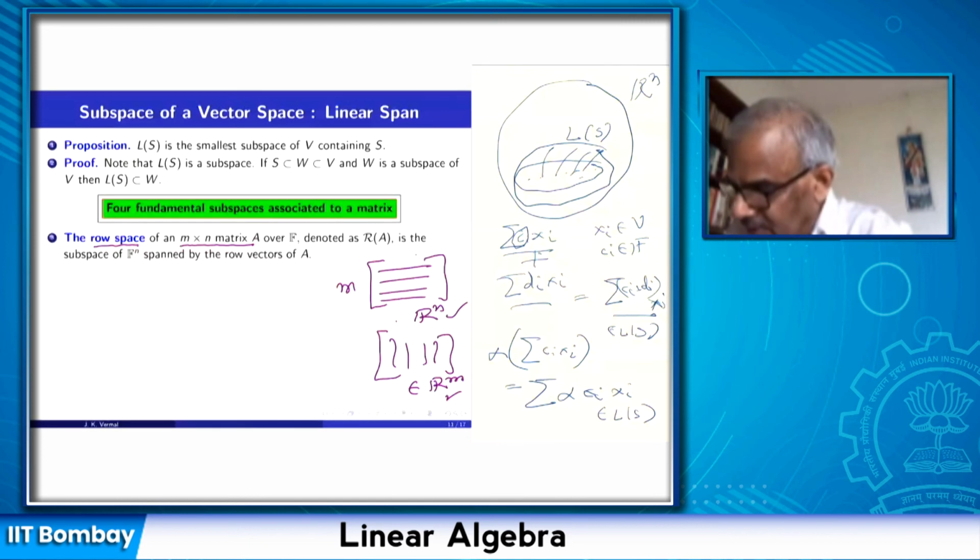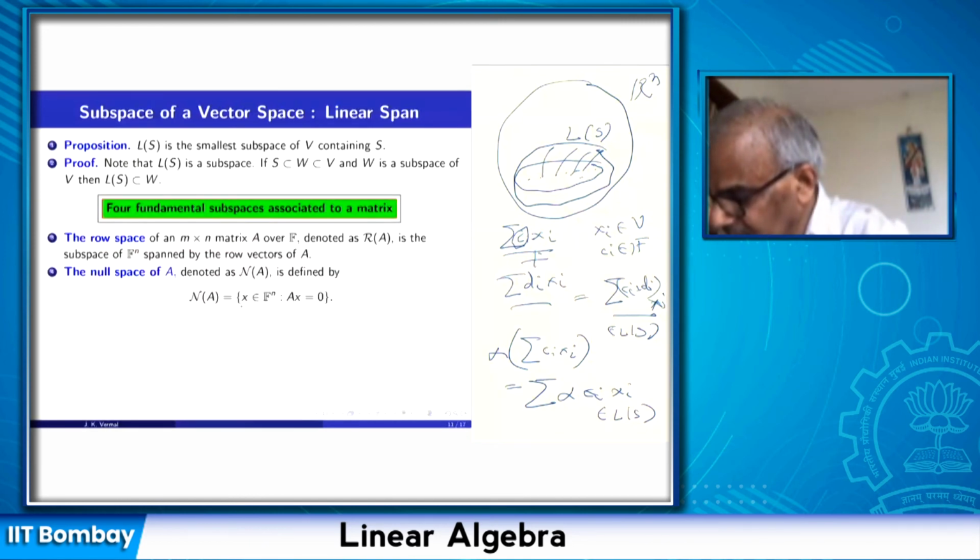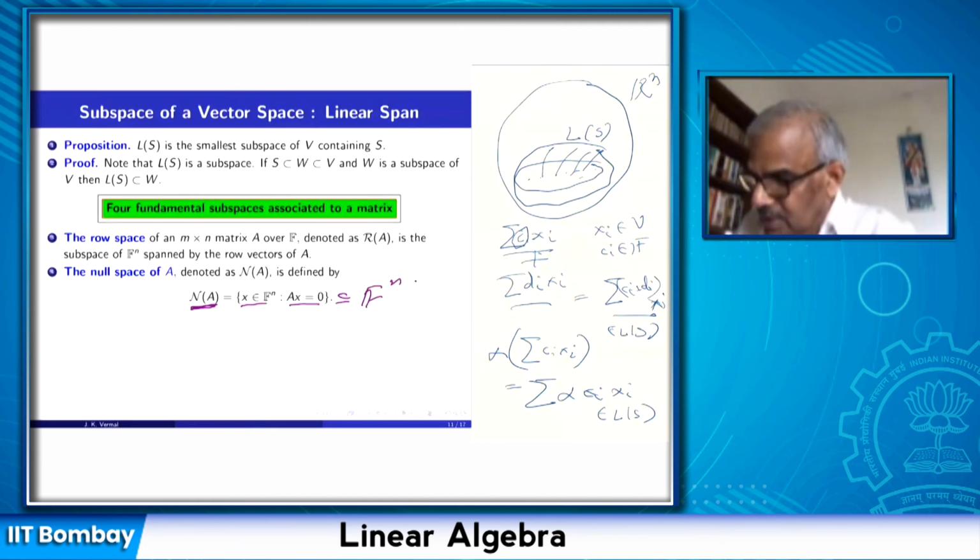Null space is defined to be the set of all vectors in Fn so that Ax is 0. So these are solutions of a homogeneous system of linear equations. It is clear that this is a subspace, because if I add two solutions of Ax equal to 0, I get another solution. If I multiply a solution by a scalar, I get another solution, and 0 is a scalar. So N(A) is a subspace of Fn, where F is my field of scalars. So the null space is contained in Fn, and the row space is also contained in Fn.